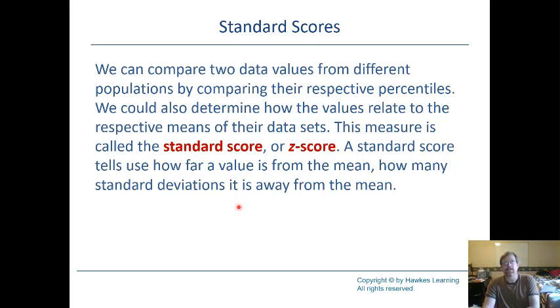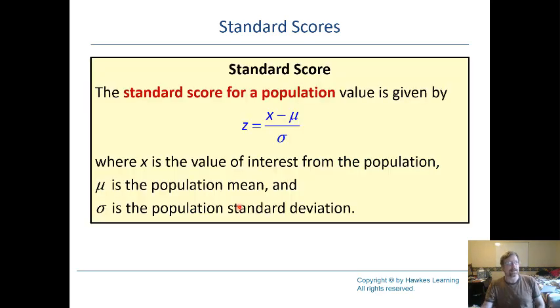So if I wanted to compare an SAT score and an ACT score, they're different scales, right? I could calculate where the two scores are in percentile and compare them that way. Or I could take the score minus the population mean divided by the population standard deviation and get this z-score, and that will tell me how many standard deviations away from the mean that value is.